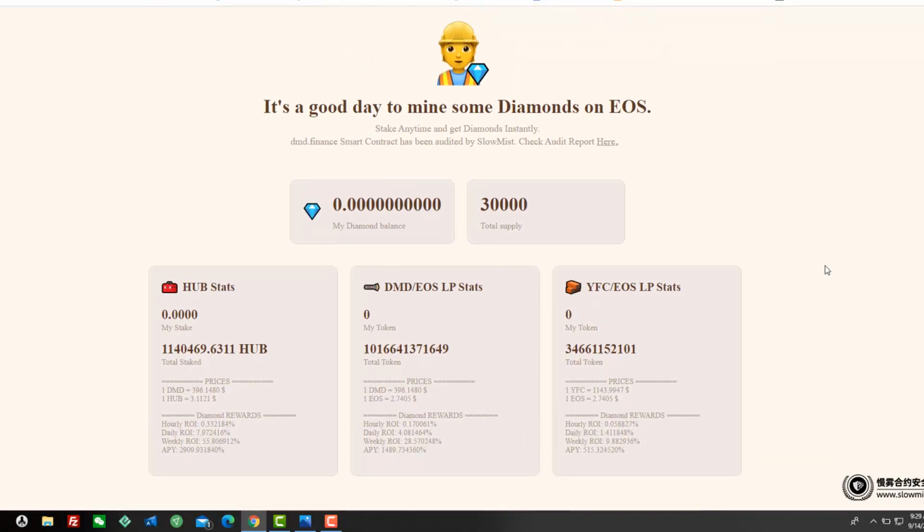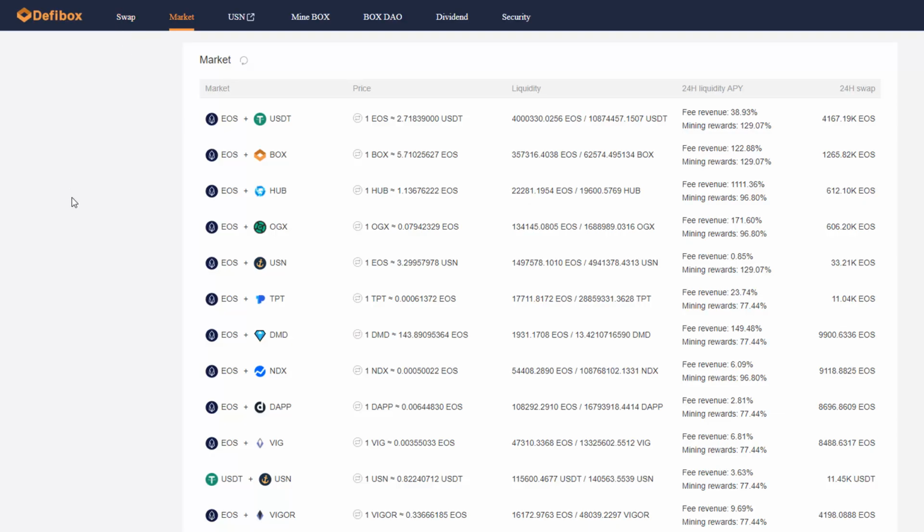So I think you're going to see more and more of these EOS yield farming projects pop up. One thing I came across the other day was this one here. I think this is awesome. This is DeFiBox.io. I'll put all the links below, even the sketchy ones. You guys can decide.